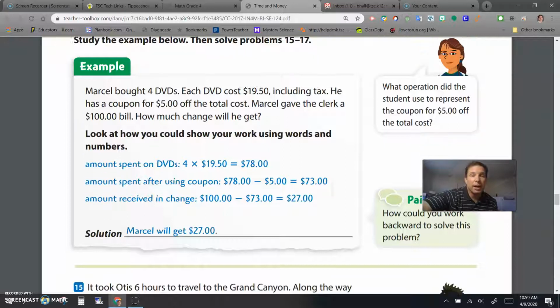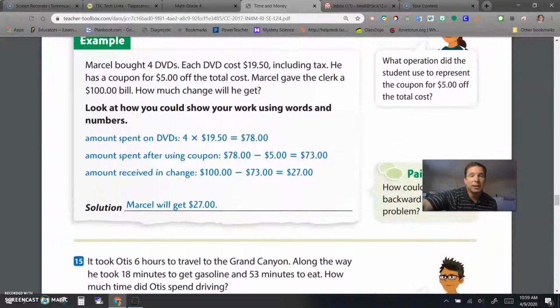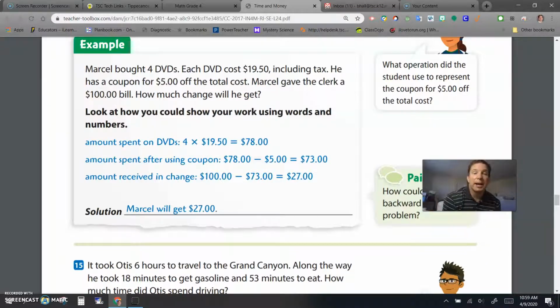If you look at what they did, to calculate how much they spent on DVDs, they multiplied 4 times $19.50 and got $78. For the amount spent after the coupon, remember that $5 off, so you subtract $5, and that's $73. Then you subtract that from 100, and Marcel will get $27. And that is the example problem on page 282 in your MIB.